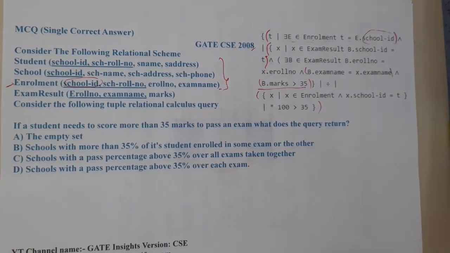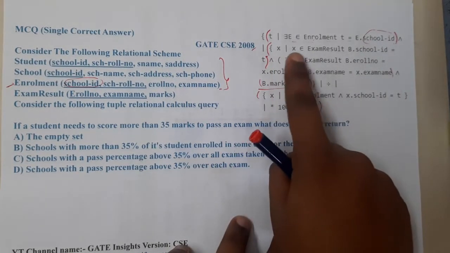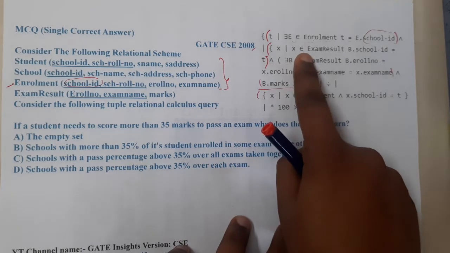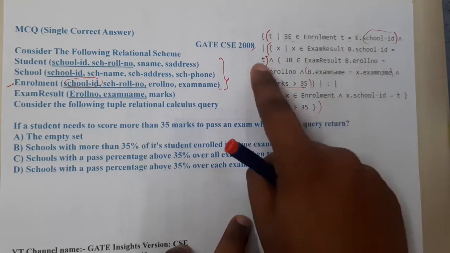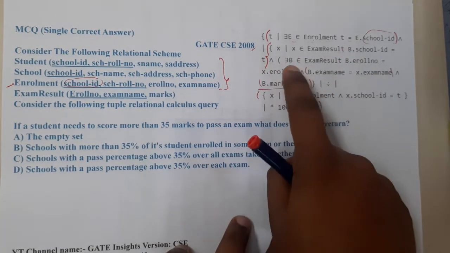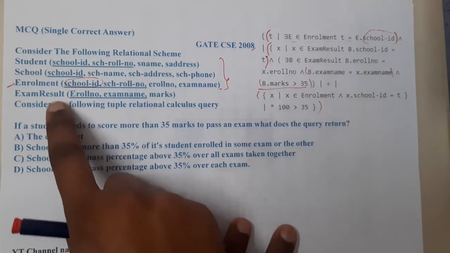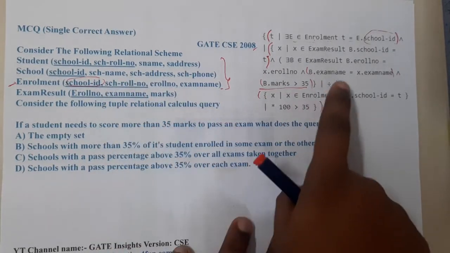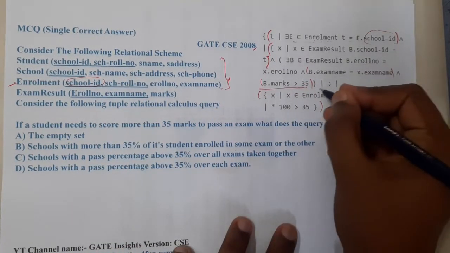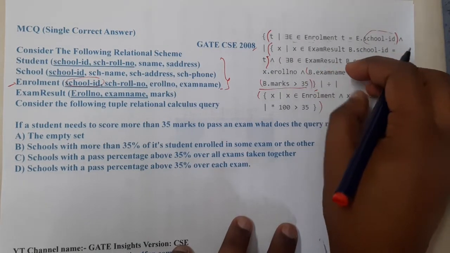Okay, so once we got those details, we are performing an AND operation with this particular thing. So here we are trying to find x such that x belongs to enrollment and x dot school id is equal to t. Okay, and for some value of b we are comparing with exam results b and b dot enrollment id. So we are checking with respect to these two tables now, enrollment id, and we are checking how many people are getting greater than 35, right? The number of students enrolled for that particular school.